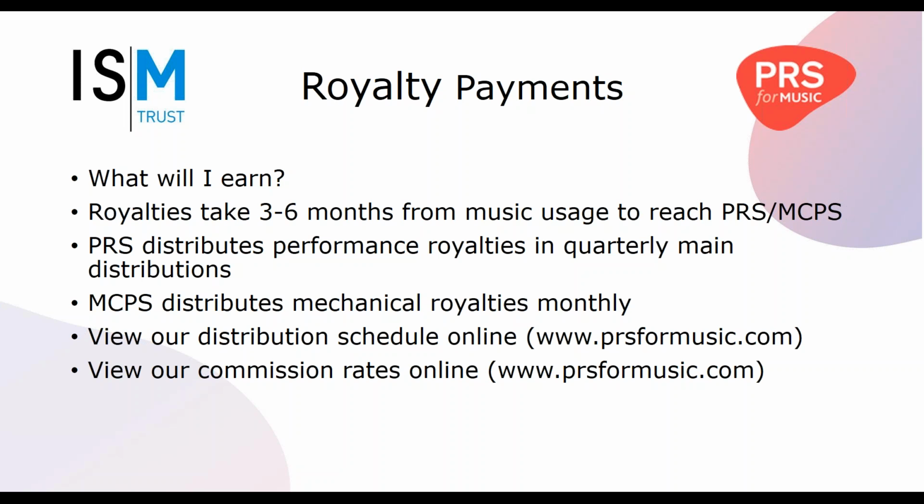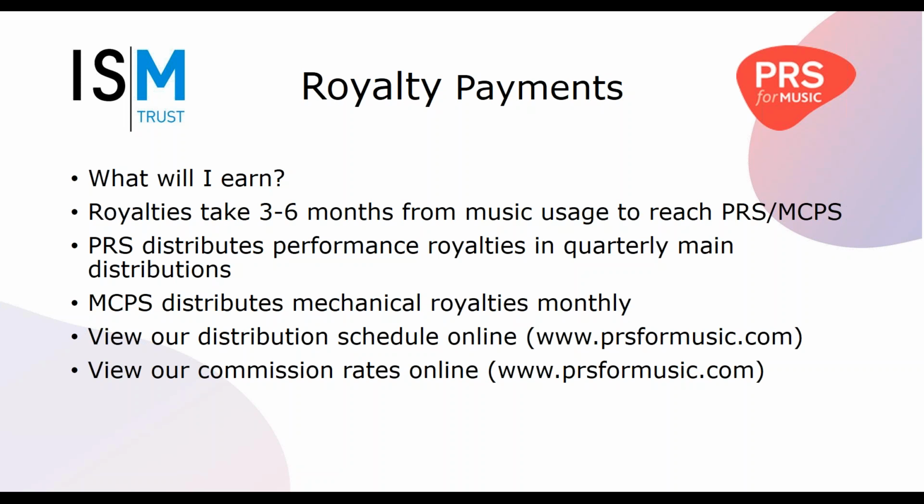Royalties typically take about 3 to 6 months from when the music was used to reach PRS and MCPS. PRS distributes performance royalties to its members in quarterly main distributions in April, July, October and December, and occasionally pays royalties in interim mini distributions. MCPS distributes mechanical royalties on a monthly basis, the month following the month in which the income was received. You can view our distribution schedule online for more information about different types of music usage and how long they take to reach PRS and MCPS.